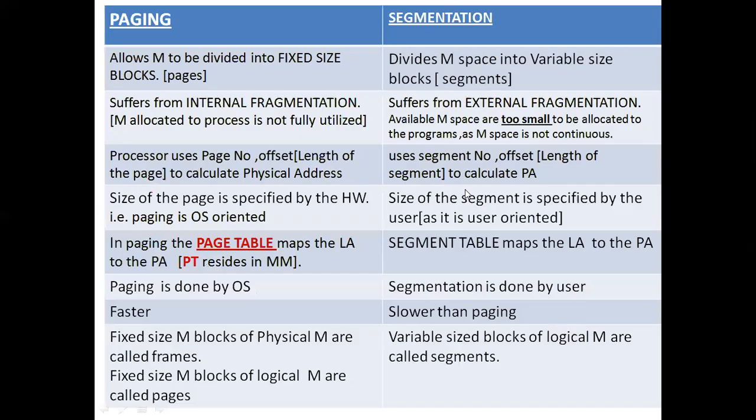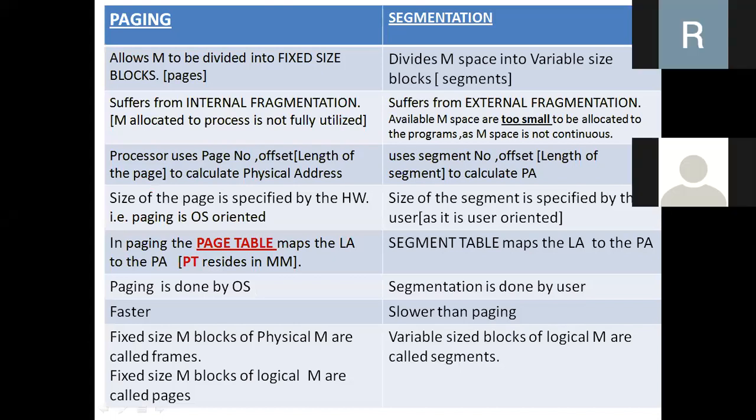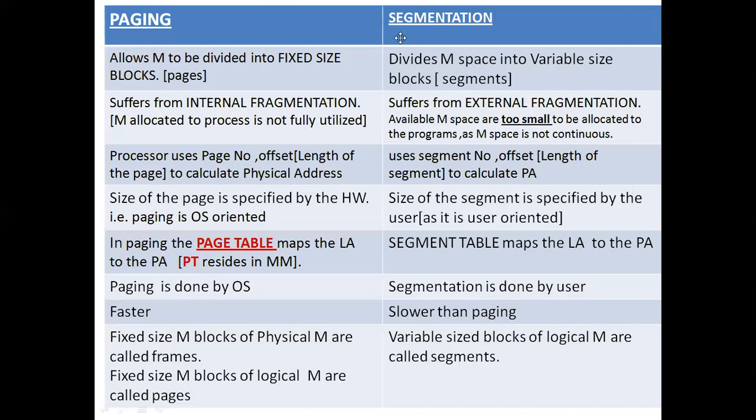After we understand the meaning of paging and segmentation, we can make these comparisons, the bifurcation between paging and segmentation. You can analyze this by yourself once you understand the meaning of paging and segmentation in depth. What we have seen till now is that paging allows the memory to be divided into fixed size blocks, meaning fixed size partitions, where each part is called a page.